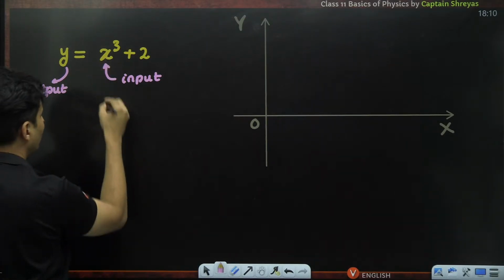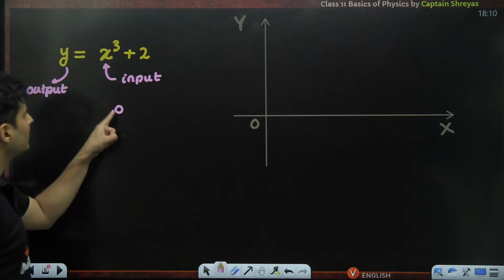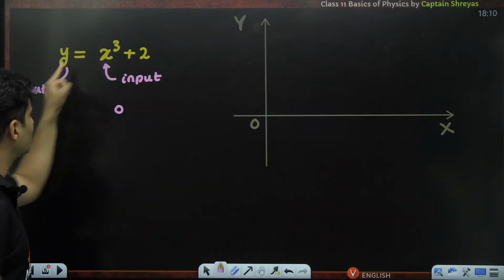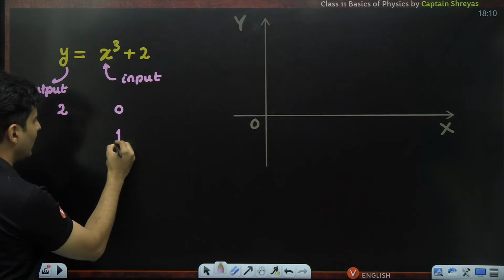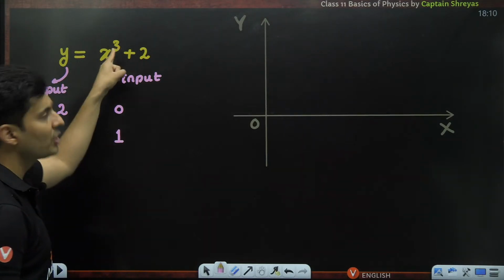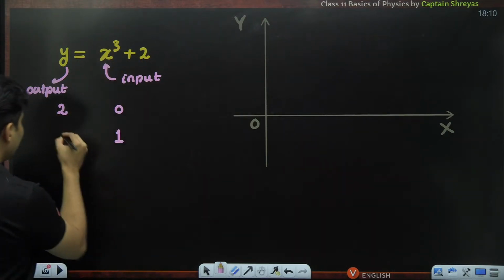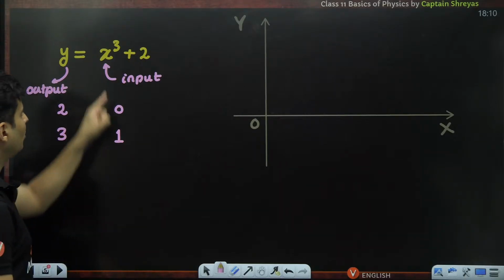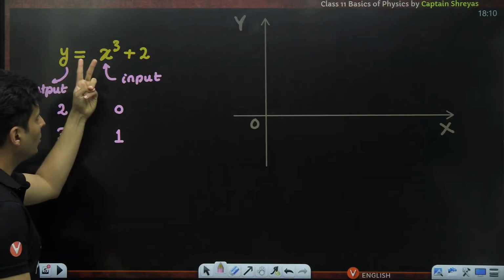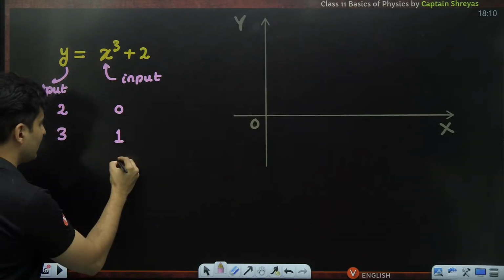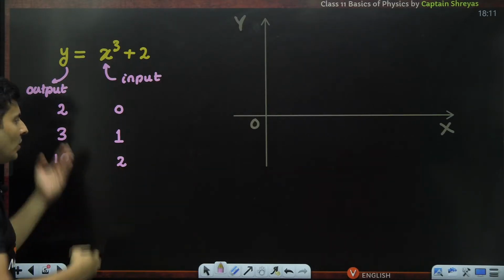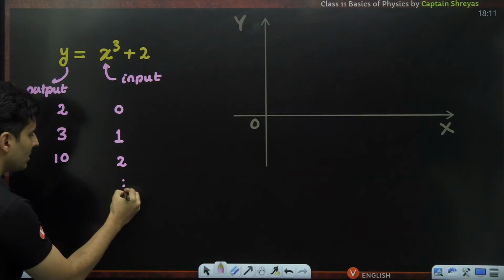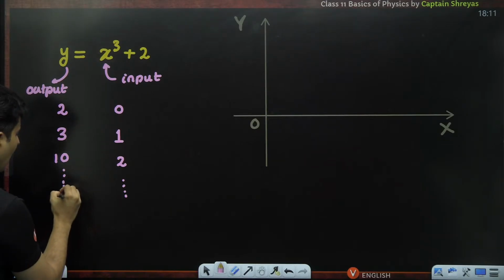For example, if I put the value of x as 0, 0 cube is 0, 0 plus 2 is 2. So the output will be 2. If I give the input as 1, you can clearly see 1 cube is 1, 1 plus 2 is nothing but 3. If I put the value of x as 2, 2 cube is 8, 8 plus 2 is 10. So if I put the value 2, I'll get 10. So on and so forth. You can keep putting the values and you will keep getting the outputs.